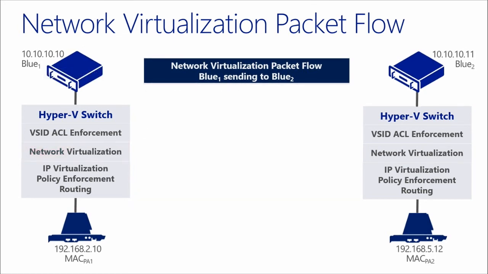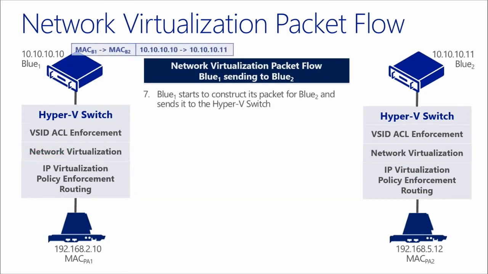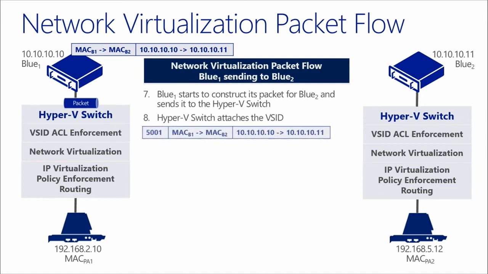So it prepares its packet, constructs the packet. It's got its source and destination IP and the source and destination MAC, just like a regular Windows OS would have. It passes that packet out of its virtual network adapter. This is intercepted by the Hyper-V switch, which attaches the VSID, the virtual subnet ID. This is what identifies the particular blue network or red network or green network or whatever you've called your networks.